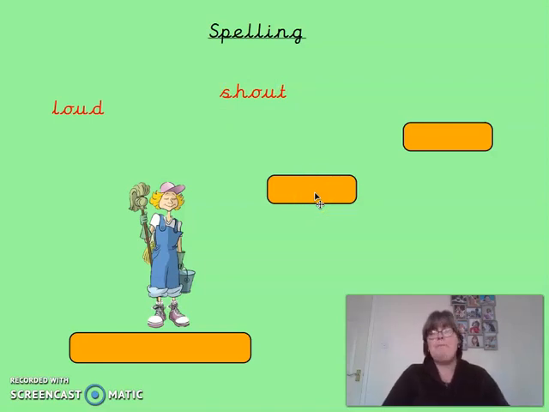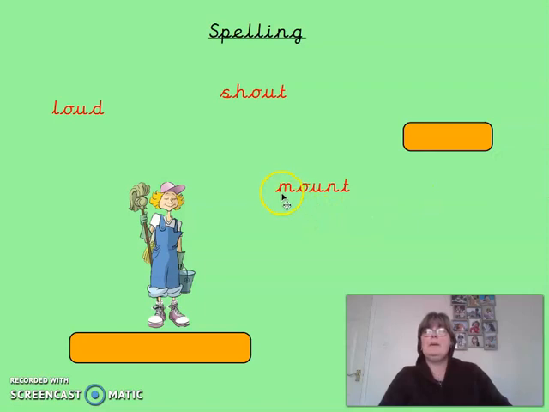Okay, moving on. We've got mount. Mount. Right, are you ready? Here we go. Mount. Mount. Now remember, if you didn't hear the n in this word, slow yourself down when you're saying it. So rather than saying mount really quickly, because that sometimes means you miss that other consonant in the word, say mount really slowly and then release with your final sound.